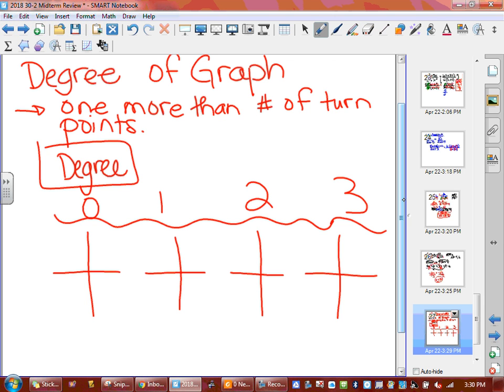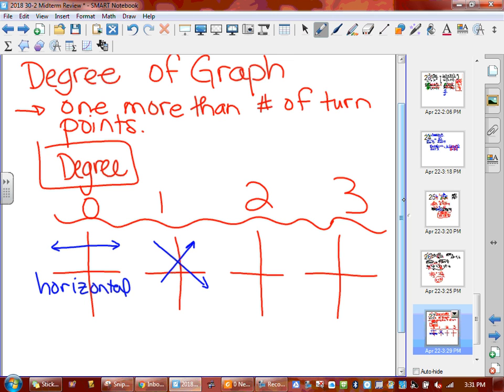Okay. Degree 0. Horizontal. Okay, that's a constant graph. That's a degree 0. Degree 1. Linear. It's either diagonal going up or diagonal going down. Okay, it's a diagonal line. So again, how many turn points does it have? 0 turn points. Degree is 1. So there's one more than the turn points. It all works except for this guy. You can't go by turn points on him because he's horizontal.